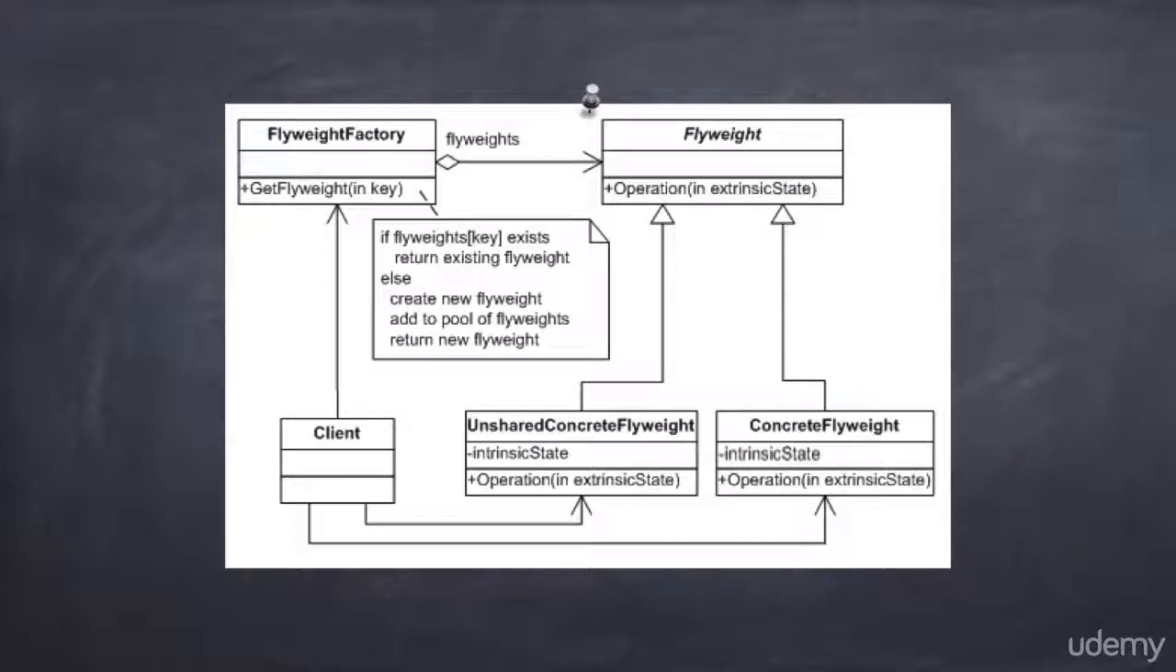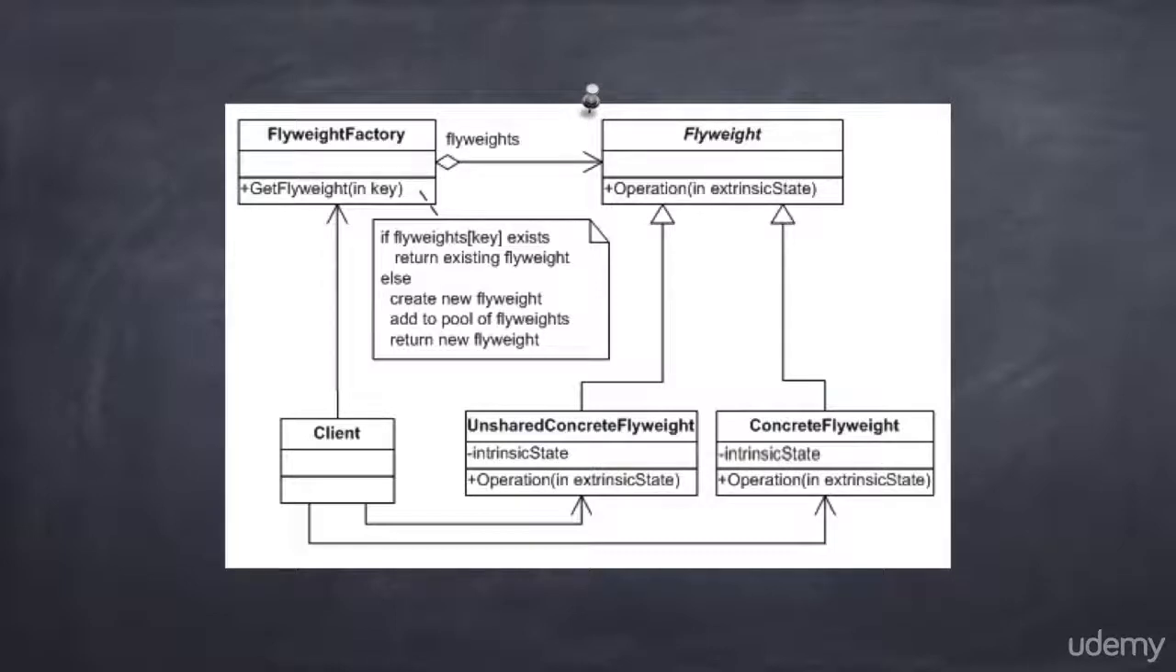When you call the operation, the class combines the internal intrinsic state with the explicitly provided extrinsic state. These two combine into the full state of the object, and the method can use this state to perform useful work. When this pattern is running, you will have one concrete flyweight instance for each unique intrinsic state.